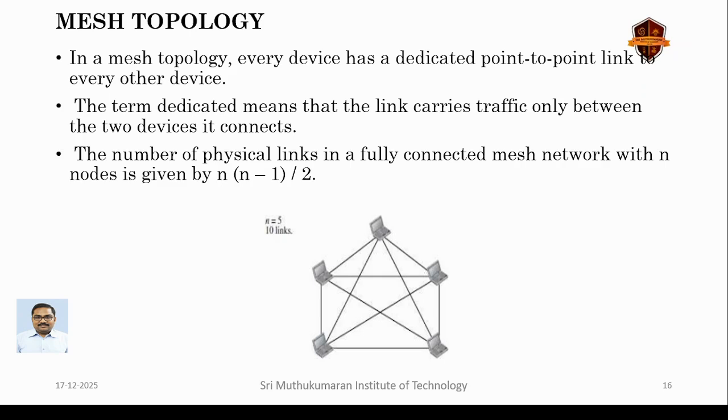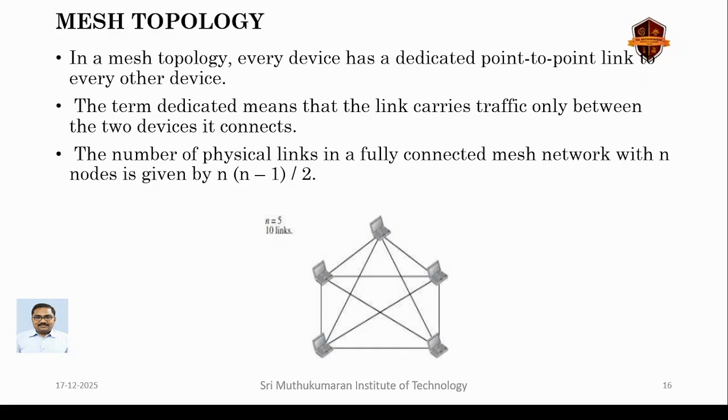Then the next one is mesh topology. Here again each and every device has a dedicated point-to-point link, but the main thing is that there are many connections between the systems, which appears like a mesh-like structure. When you look into the diagram, you can clearly understand. In this diagram you have a total of 5 systems, and each system is connected directly to the other systems, forming a mesh-like structure.